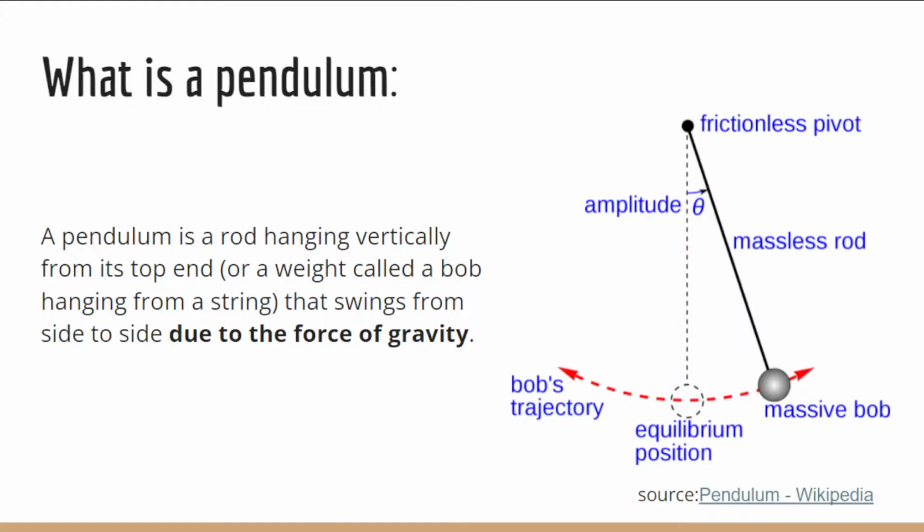And what is a pendulum? A pendulum is a rod hanging vertically from its top end, right here, or a weight called a bob hanging from a string. And the bob is the gray ball in the picture here. A pendulum swings from side to side due to the force of gravity.